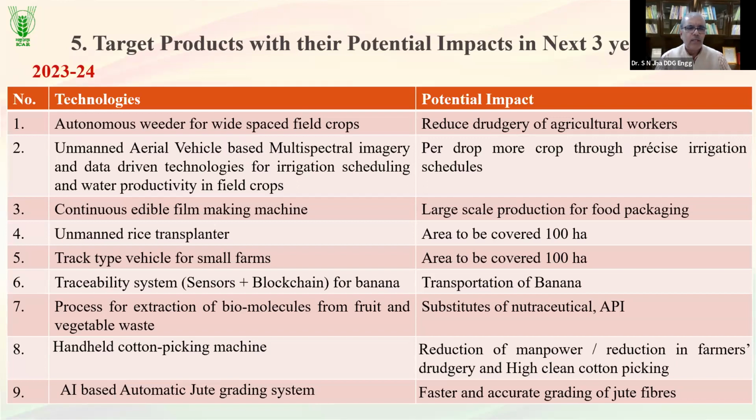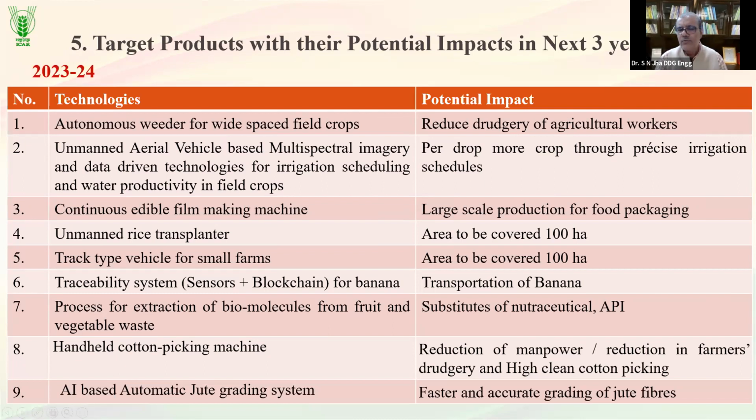Continuous edible filmmaking machine. We have to make an unmanned rice transplanter, a track type vehicle for small farms, and a traceability system using sensor plus blockchain technology for banana, which can be replicated to many other horticulture crops also. Process for extraction of biomolecules from fruit and vegetable waste, as a substitute for natural nutraceuticals.